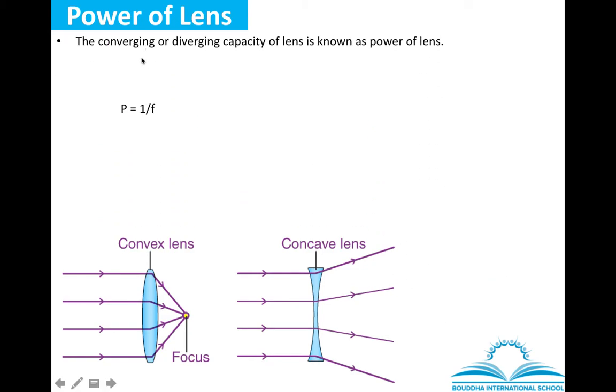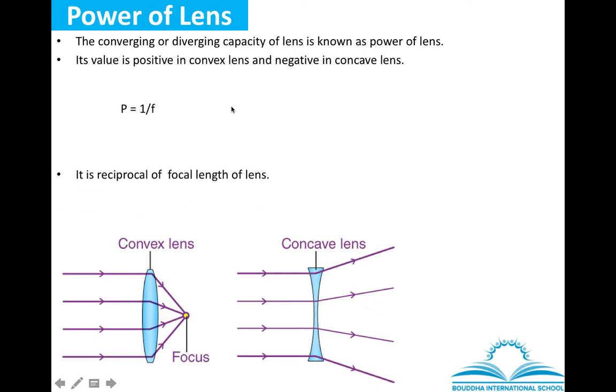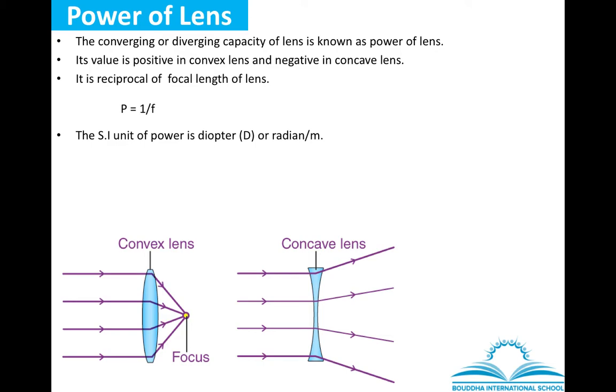So the definition of power of lens is: the converging or diverging capacity of a lens is known as power of lens. Its value is positive for a convex lens because focal length is positive in a convex lens, and its value is negative for a concave lens because focal length is negative in a concave lens. Mathematically it is the reciprocal of the focal length of the lens. So the formula is P equals 1 by F, and the SI unit of power of lens is diopter or radian per meter.